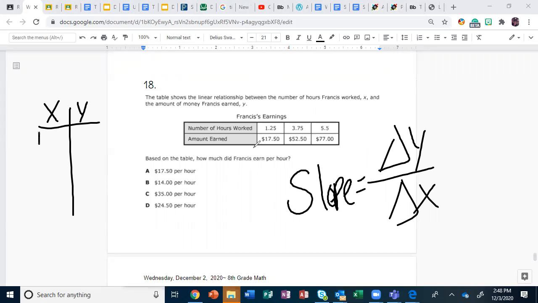So I know that 1.25 goes with what, guys? What does 1.25 go with? 17.50. Now be really careful because a lot of people think that 1.25 goes with 3.75. That's where they make their mistakes. That's why I like to do my graph standing up instead of laying down. Now I know that 3.75 goes with 52.50.